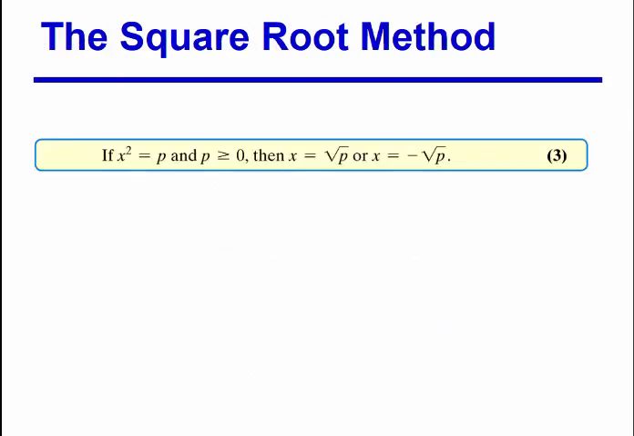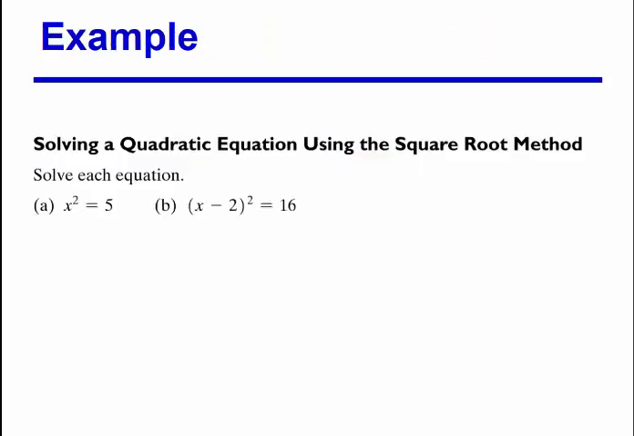Now, the square root method. If x squared is equal to p, where p is greater than or equal to 0, then x is either equal to the square root of p or x is equal to the negative square root of p. And this is how we solve using the square root method. So here we have a and b. We have x squared is equal to 5, and then we have (x minus 2) squared is equal to 16.